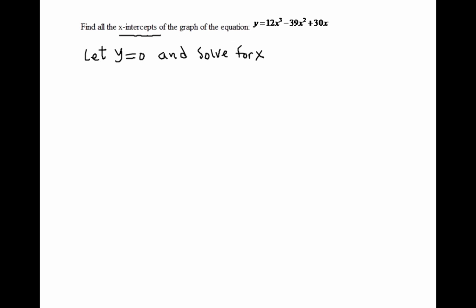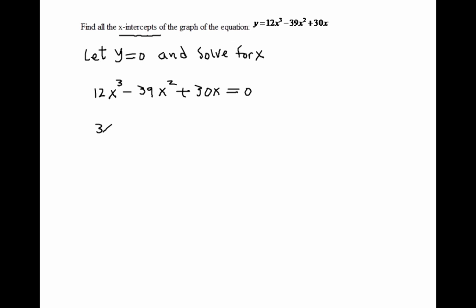So here we get 12x cubed minus 39x squared plus 30x is equal to 0. That's the first step. To solve this, we need to factor it. What do we have in common among these three terms? We have 3 in common.